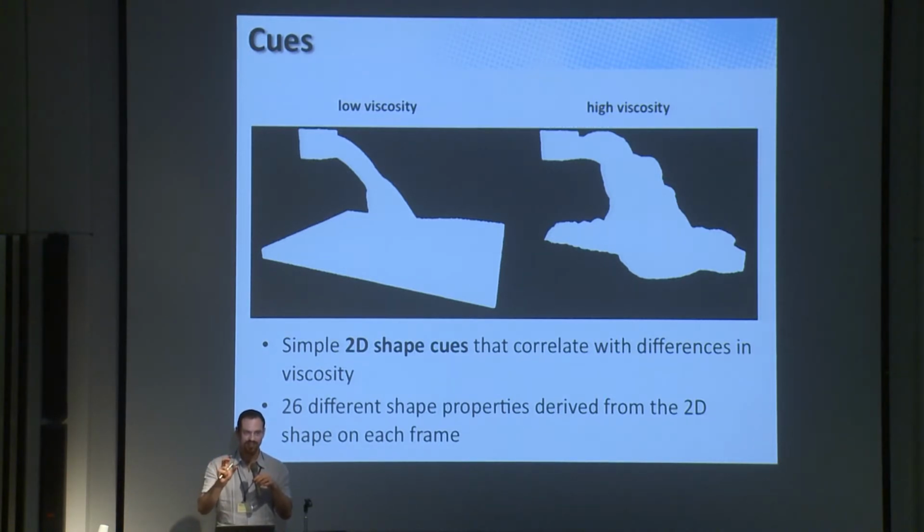This is relatively easy to compute, makes the analysis very simple. And we'll just see how far we can get in predicting the human psychophysical performance based on these kinds of cues. So we've got these very simple 2D shaped cues, and we're going to look for correlations with viscosity. In practice, we had 26 different properties, but what I'm going to show you is a parameter-free model in the sense that there is absolutely no fitting to the data.